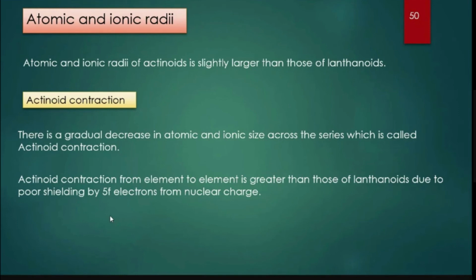Actinoid contraction from one element to the other is greater than that of lanthanoids due to poor shielding by 5f electrons from nuclear charge. When we compare the actinoid contraction from one element to the other with the lanthanoid contraction in the lanthanoid series, the actinoid contraction is found to be greater, which is due to the poor shielding effect by the electrons present in the 5f orbitals against the growing nuclear charge.